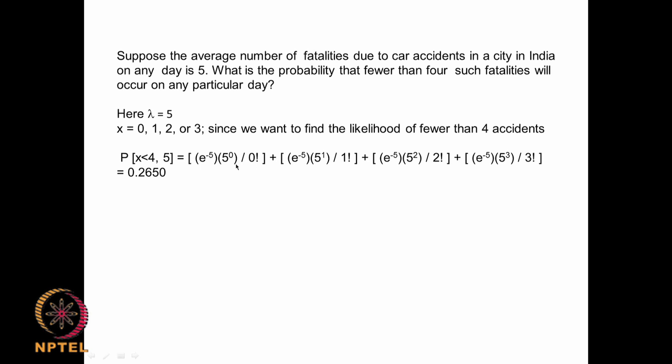So 0 factorial is 1, and anything raised to the power 0 is also 1. So when you do all these adding up, you get 0.265. So the probability of having fewer than 4 accidents, say tomorrow or any particular day, will be 26.5%. That is what it is.